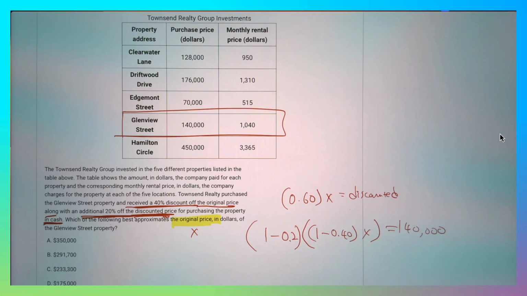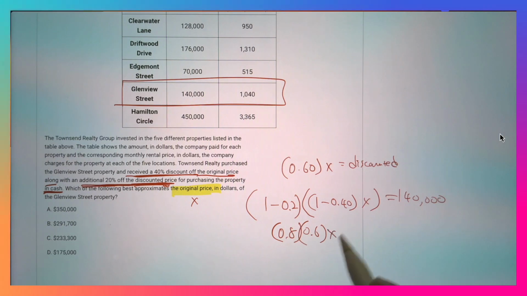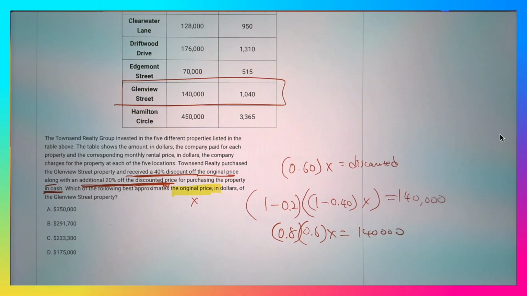So let's use our calculator. 0.8 times 0.6 times x equals 140,000. Well, I also know that this is just 0.48x. And at this point, yes, let's use the calculator. Now, if you don't want to use a calculator, I just realized this is really close to 0.5. So if you just multiply by 2, it should be something close to what? 280,000. So if you're running out of time, yes, you should choose B here.